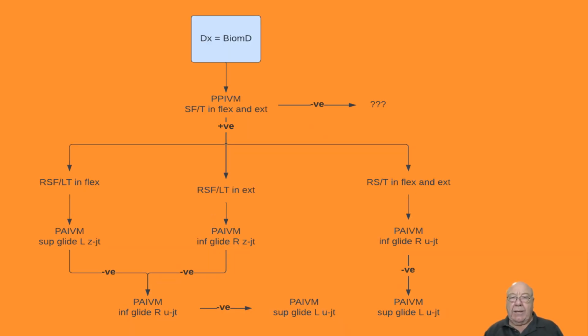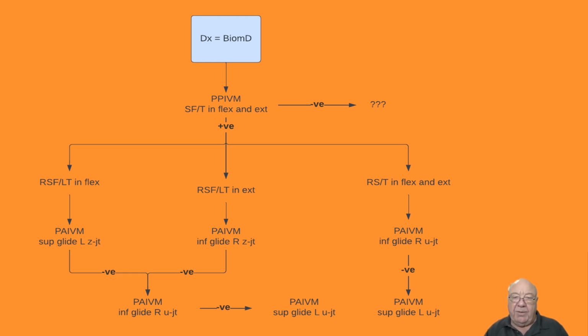Okay, so we can look at putting together some sort of flow chart here. We start off with the diagnosis of biomechanical dysfunction of the cervical spine. We then do the PPIVMs, side bending, translation, in flexion and extension, and we find that they're positive, and we move on from there. If they're negative, then you have to wonder what's happening. Either the diagnosis is wrong or your PPIVM abilities are not that great, but there's something wrong, so you have to review what you've done and consider you've made a mistake somewhere along the line.